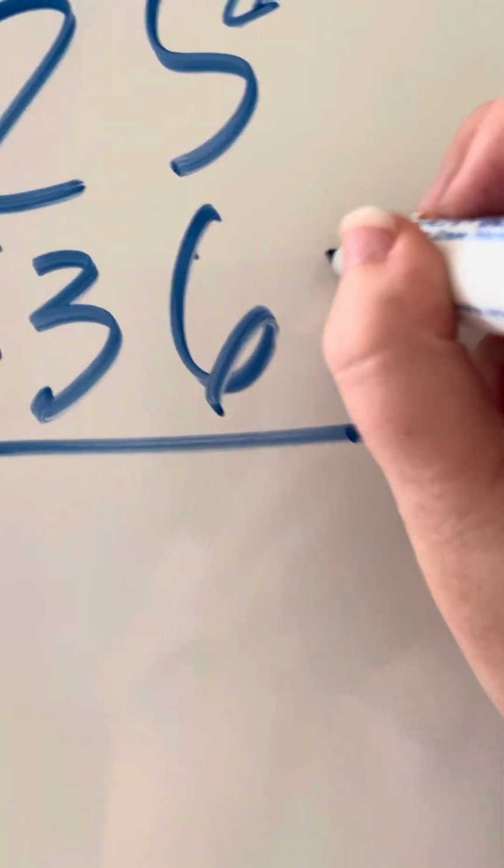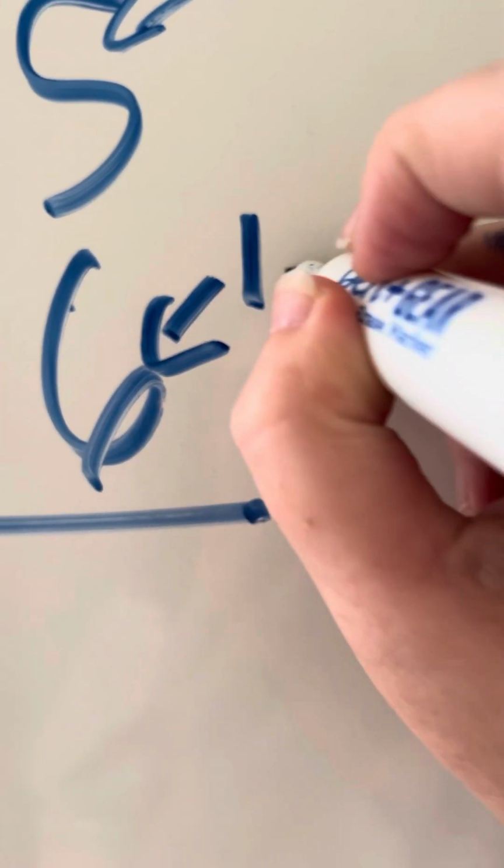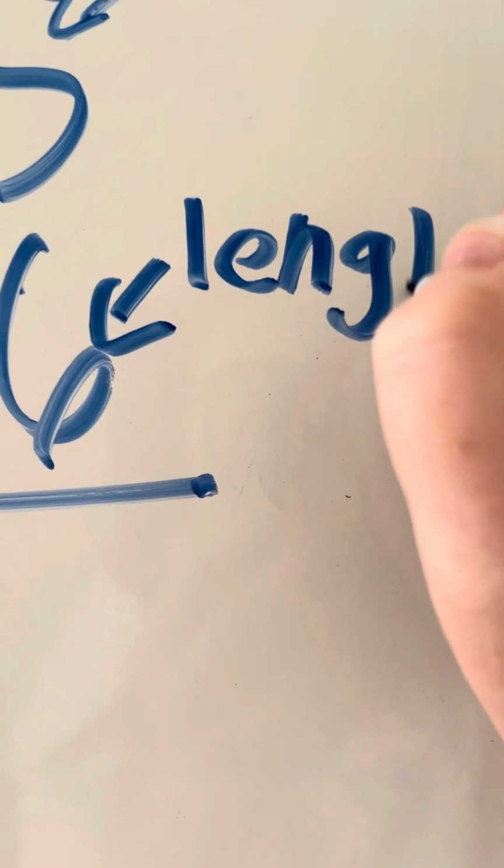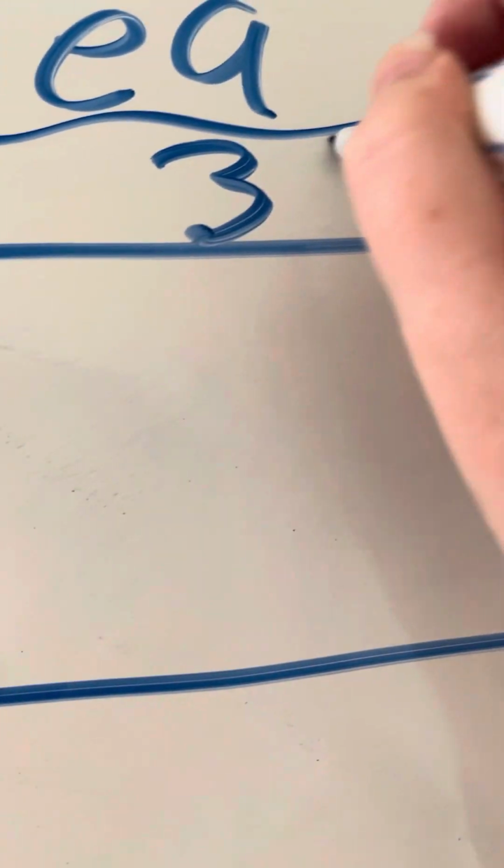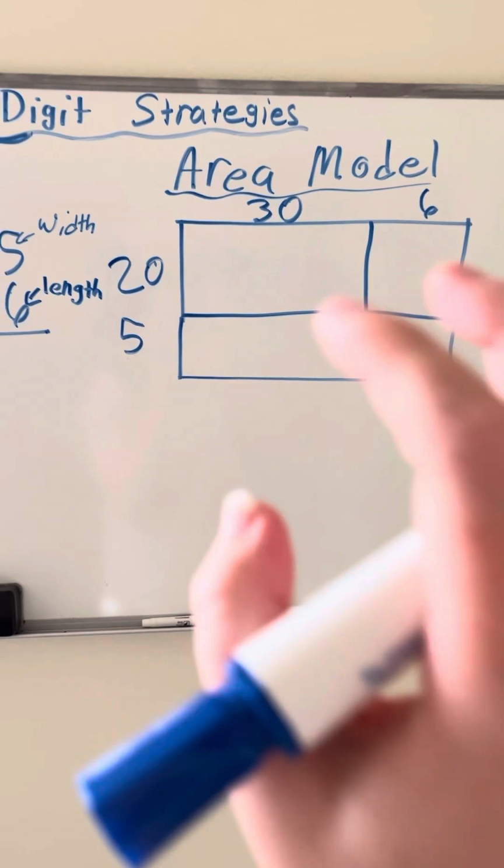Now the second number is my length. So my second number is my length, so it's going to go on top. So I have 30 over here, and then I have 6 right here. All right, so that's what my area model looks like.